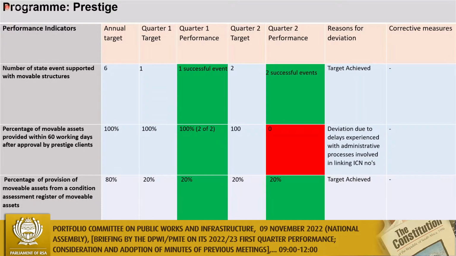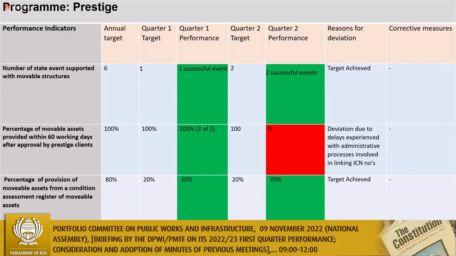Our prestige portfolio, Programme 5, basically has 3 indicators. One is to support state events with movable structures, and also support the provision of movable assets within a specific day. So this is more of an efficiency indicator to look at the turnaround times on the quality of support that we provide when it comes to structures or infrastructures, as well as provision of movable assets emanating from a condition assessment, and then we respond ideally to that.